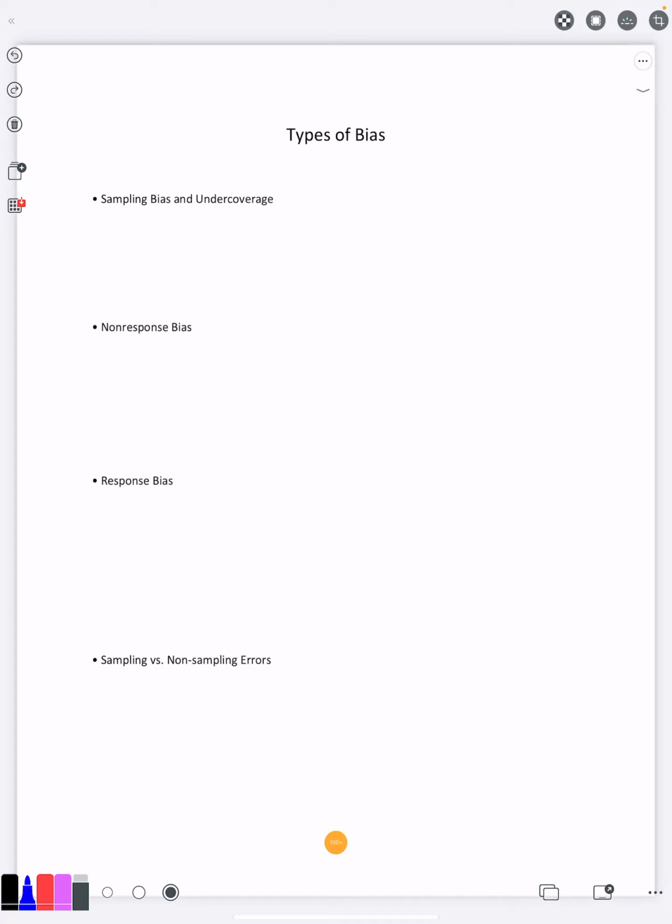So the first one is called sampling bias. And this is when the sample that you took does not represent the population as a whole. So this is when the sample you chose is not representative of the population as a whole.